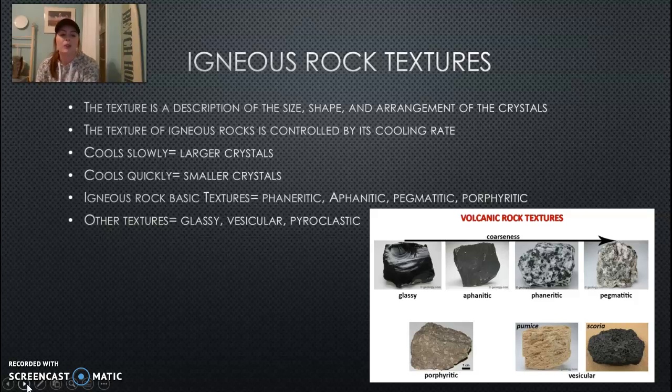Next we have the different rock textures. The texture is a description of the size, shape, and arrangement of the crystals, and the texture of igneous rocks is controlled by its cooling rate. So if it cools slowly, it has larger crystals that form, and if it cools quickly, it has smaller crystals that form. The igneous rock basic textures are phaneritic, aphanitic, pegmatitic, and porphyritic.